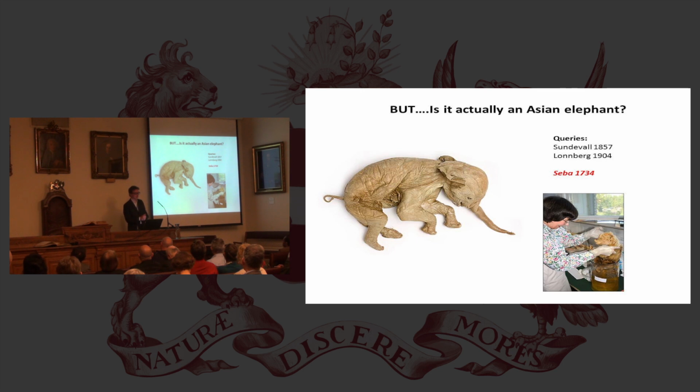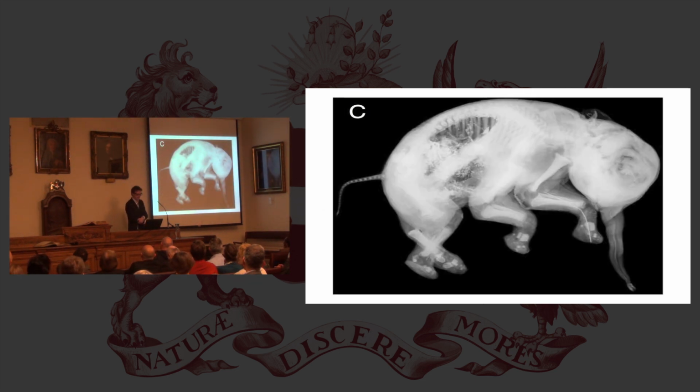If it's an African elephant, then we have to remove it from the type specimen status. If it's an Asian elephant, it's a pretty good candidate for the lectotype. It's beautifully preserved, it's famous, and so on. So she tried several things, including CAT scanning and taking X-rays of the sample. This is an X-ray of the specimen. The problem is, though, it's a fetus, so it's not fully developed.